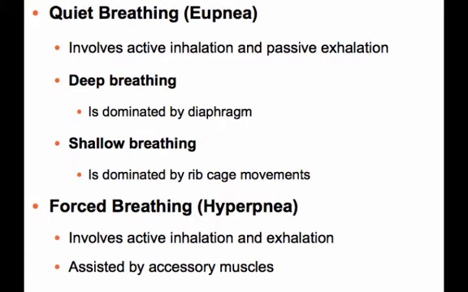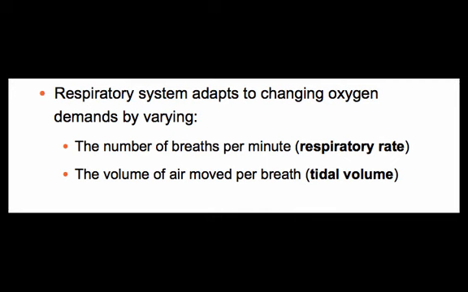Respiratory movements are classified as either quiet breathing or forced breathing, depending on which muscles are active. Quiet breathing, or eupnea, involves active inhalation and passive exhalation. Quiet and deep breathing primarily occurs due to the activity of the diaphragm. Quiet and shallow breathing is dominated by the movements of the rib cage. Forced breathing involves active inhalation and exhalation. It is assisted by the accessory muscles. The respiratory system adapts to changing oxygen demands by varying the number of breaths per minute, called the respiratory rate, and the volume of air moved per breath, called the tidal volume.